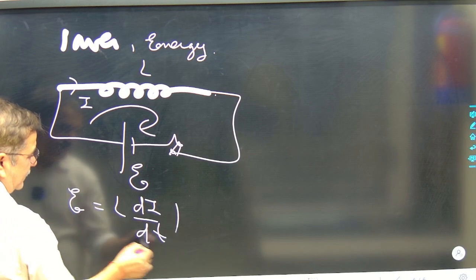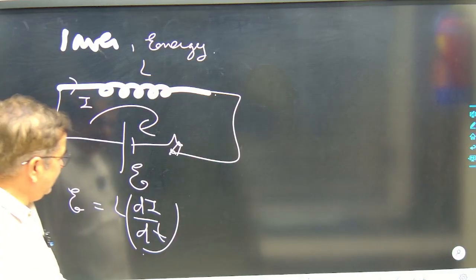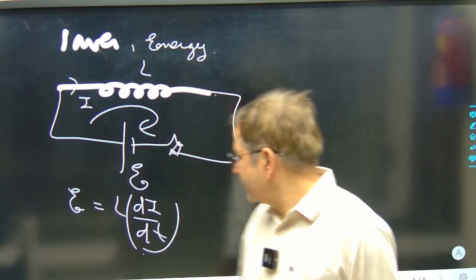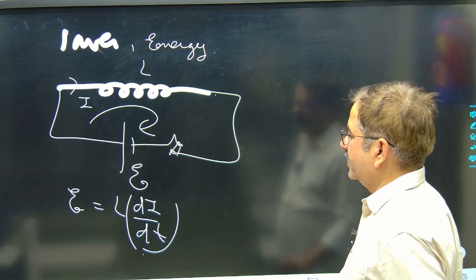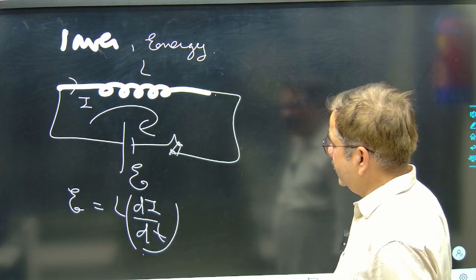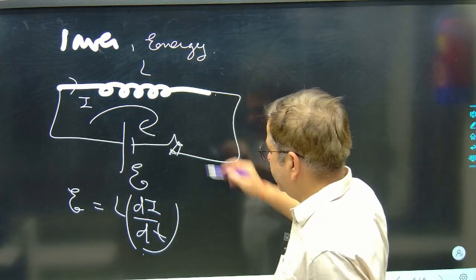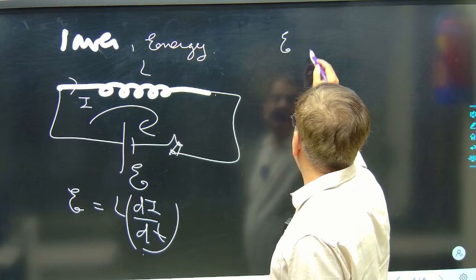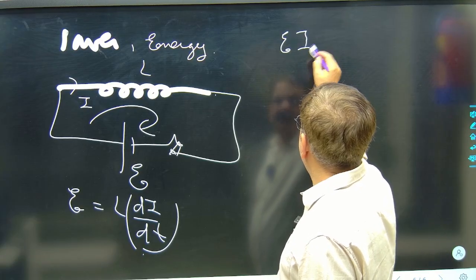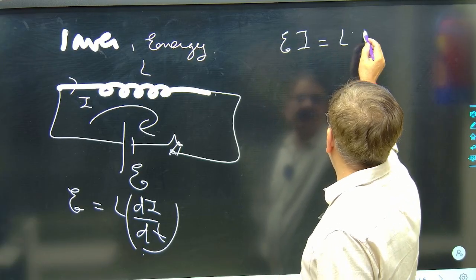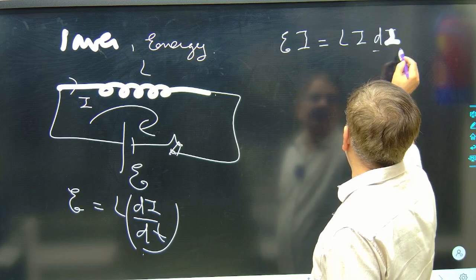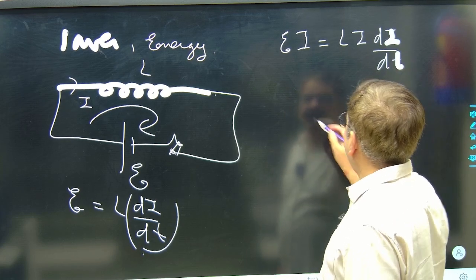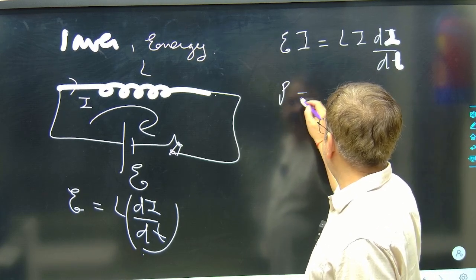I can say E is equal to L times di by dt. This is the voltage across the circuit, and the same voltage will be dropped here. Now, if I multiply the voltage by the current, E into I, it will be L into I into di by dt.